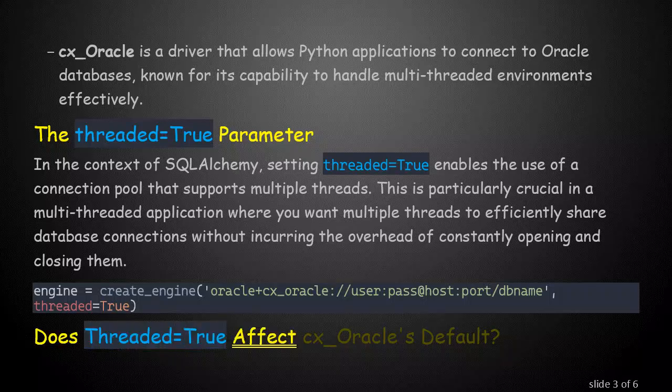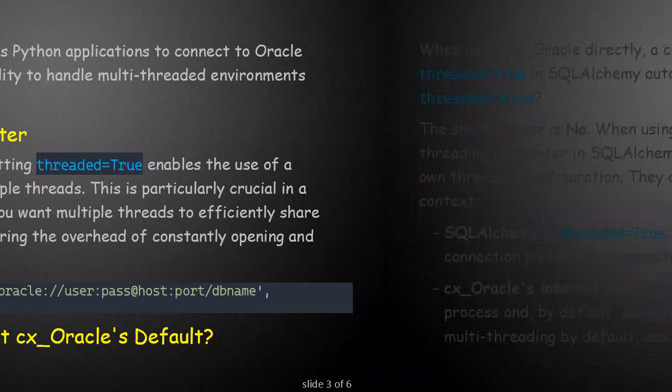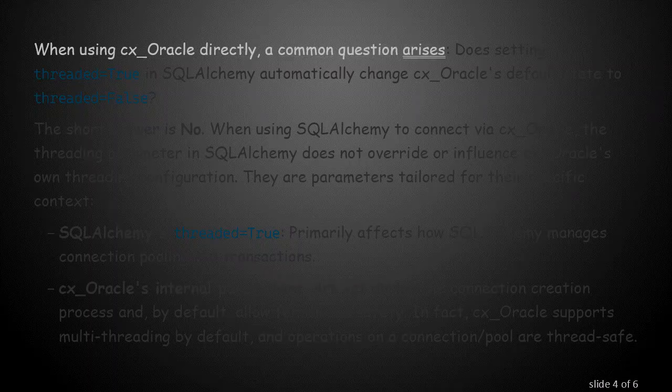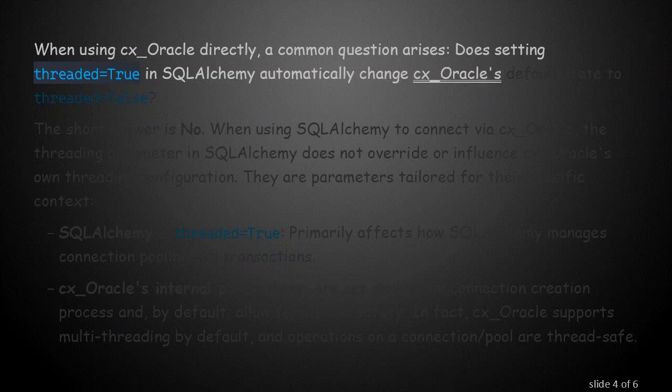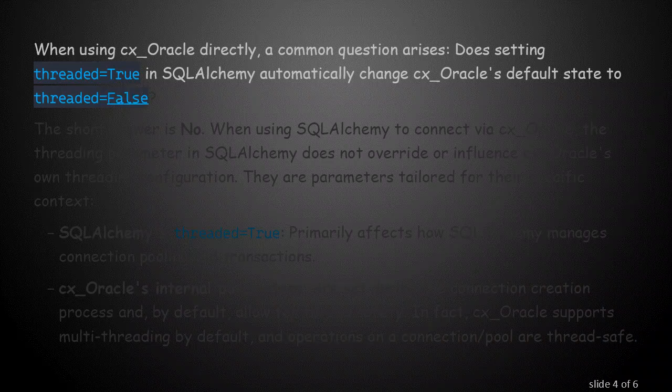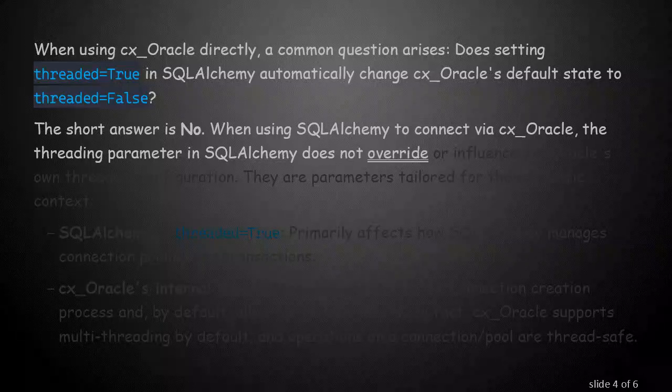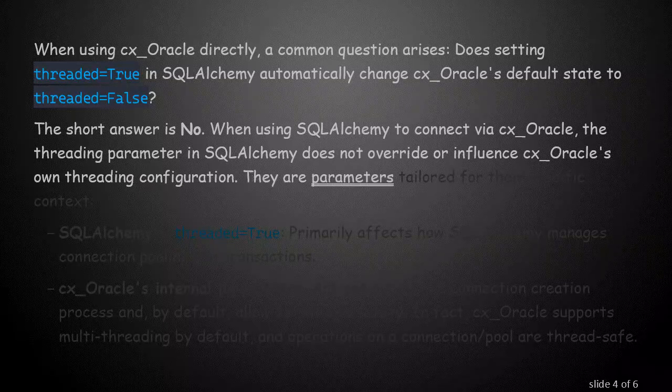Does threaded=True affect cx_Oracle's default? When using cx_Oracle directly, a common question arises: does setting threaded=True in SQLAlchemy automatically change cx_Oracle's default state to threaded=False? The short answer is no. When using SQLAlchemy to connect via cx_Oracle, the threading parameter in SQLAlchemy does not override or influence cx_Oracle's own threading configuration. They are parameters tailored for their specific context.